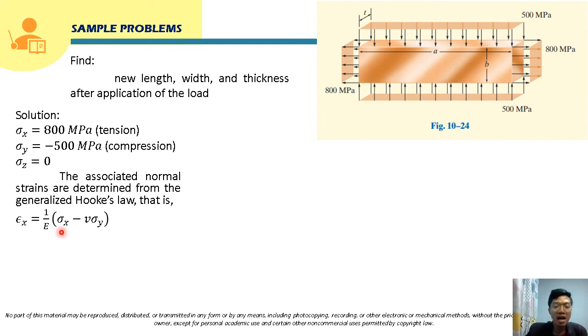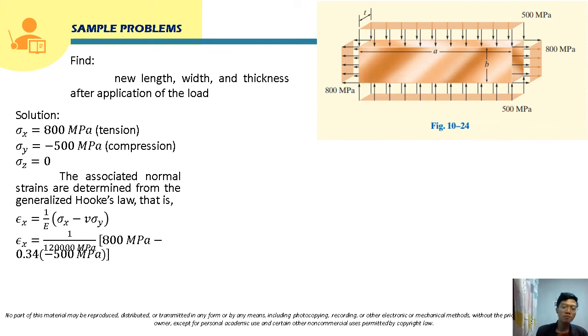Here, the modulus of elasticity for the copper bar is given in the problem. And sigma x, we already have the value for sigma x. For V, or the Poisson's ratio, this is also given in the problem, and then sigma y, we already have the value for sigma y. So substituting the values in the formula, this is 1 over 120,000 megapascal times 800 megapascal for sigma x, minus V. Our V here is 0.34, that is given in the problem.